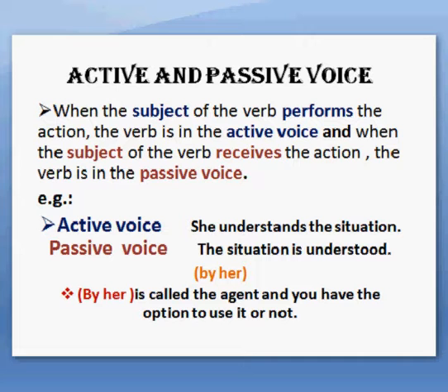What is active and passive voice? When the subject of the verb performs the action, the verb is in the active voice. And when the subject of the verb receives the action, the verb is in the passive voice. For example, she understands the situation. This is active voice. The situation is understood by her. This is passive voice. And by her is called the agent, and you have the option to use it or not.